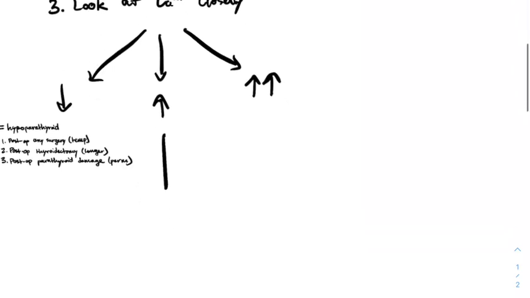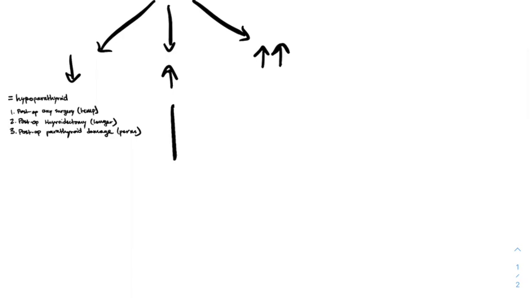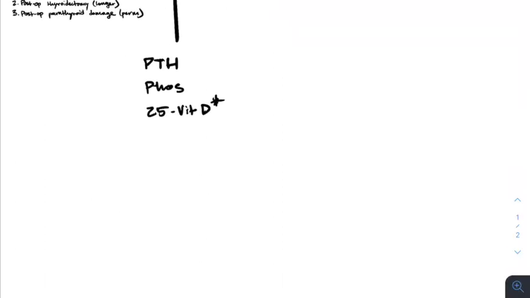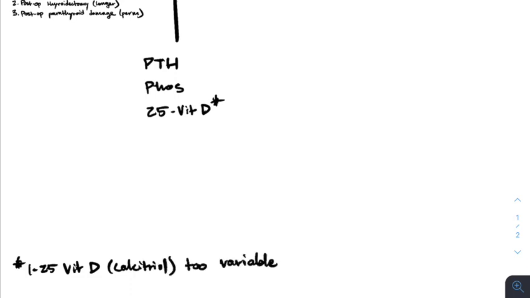When you see a mild to moderately elevated calcium, you're going to want to order a PTH level, a phosphorus level, and a 25 vitamin D level. That's 25 vitamin D, not 125 vitamin D or calcitriol. This is because 125 vitamin D levels in the blood are too variable, and because of this have limited diagnostic utility, and 25 vitamin D is a reasonable proxy, so we just order that.